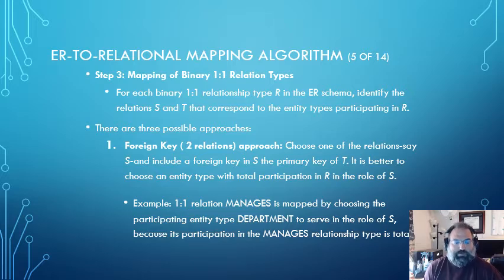It is better to choose an entity type with total participation in R in the role of S. An example is a one-to-one relation of manages, which is mapped by choosing the participating entity type department to serve in the role of S because it participates in the manages relationship type in total.